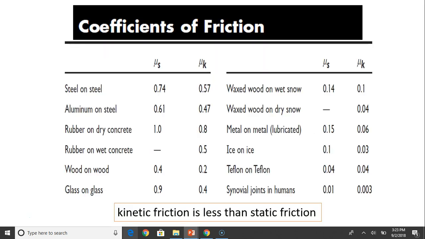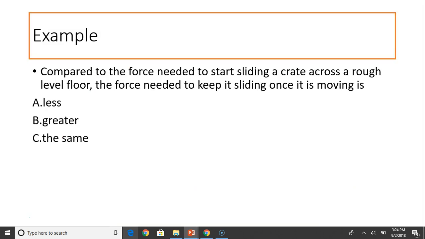Here is a comparison of the coefficients of friction, mu k and mu s. As you can see from this chart, mu k is less than mu s, and the coefficient of friction looks like it is less than or equal to 1. So this means kinetic friction is less than static friction. You'll probably have this experience: it's much harder to start moving something, but once it starts to move, it's easier to keep it moving.